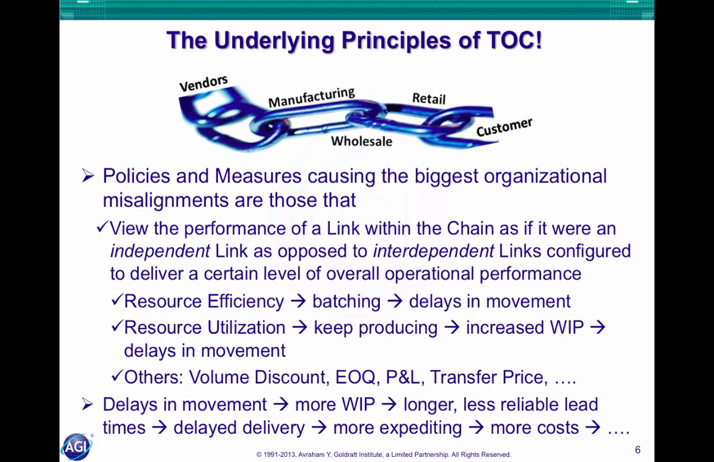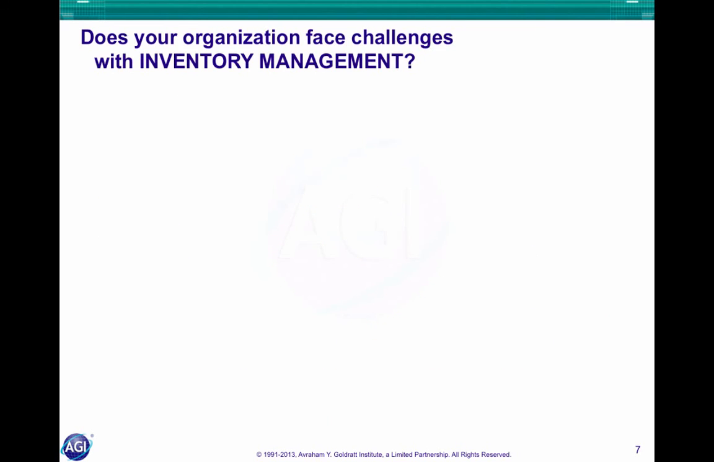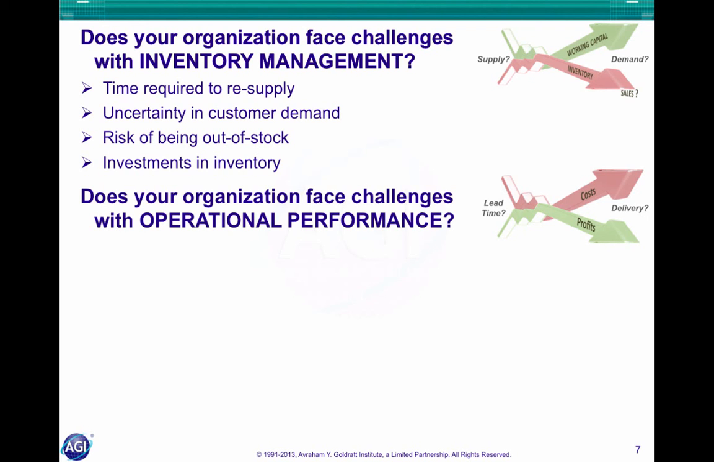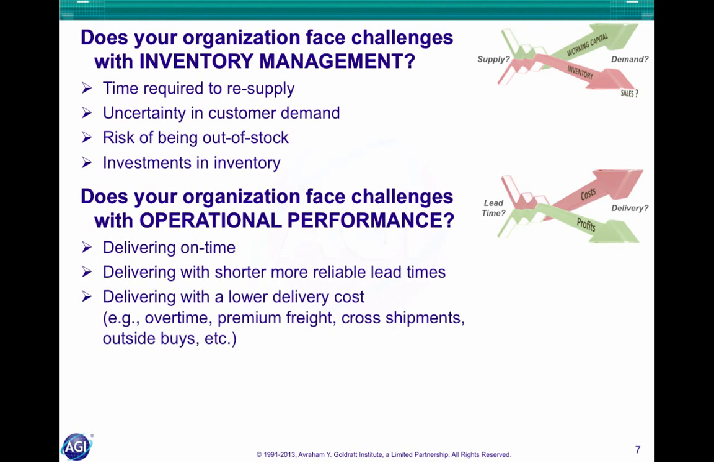The biggest set of effects are delays in movement, which leads to more work in process, longer, less reliable lead times, which ultimately delays deliveries, which causes more expediting, and that costs more money. So when we think about inventory management, there are 4 areas that really bring together the challenges, and they have to do with time to resupply, the uncertainty in demand, the risk of being out of stock, and the corresponding investment in inventory. From an operational perspective, the challenges present themselves as delivering on time, delivering with shorter, more reliable lead times, and with lower overall delivery costs in terms of overtime, premium freight, cross shipments, etc.